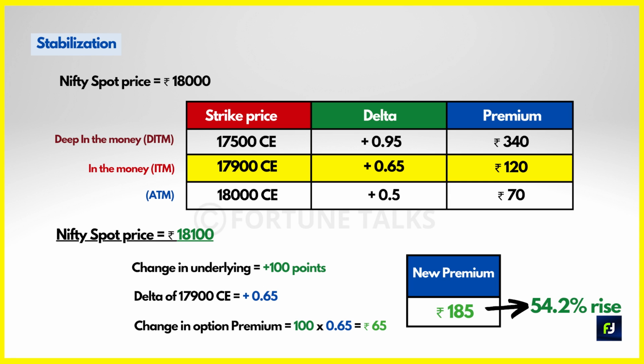the change in premium for 17,900 call option will be equal to 100 multiplied by 0.65, which is equal to 65 rupees. So the new premium will be equal to rupees 120 plus 65, which is equal to 185, which is a 54.2% rise. While in case of 17,500 call option, the premium change will be equal to 100 multiplied by 0.95, which is equal to 95 rupees. So the new premium will be equal to 340 plus 95, which is equal to 435 rupees, which is just a 28% rise in premiums.